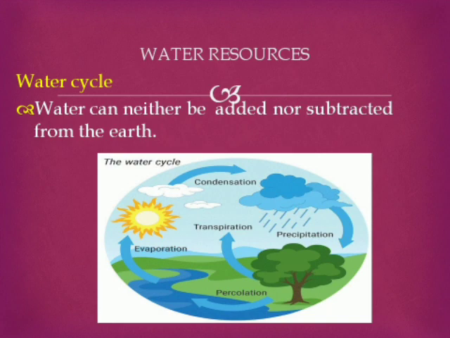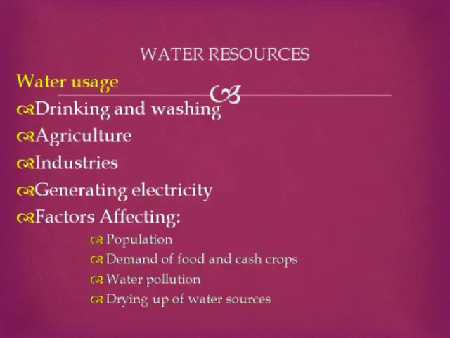Then water usage. For what purposes are we using this water? Drinking and washing, and also for agriculture, industries, generating electricity. And what are the factors affecting this water? Population, demand for food and cash crops, water pollution, drying up of water sources.